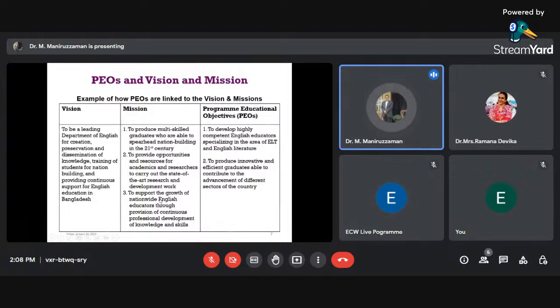And here, based on the mission statements and vision, we have got two PEOs: to develop highly competent English educators specializing in the area of ELT and English literature, and to produce innovative and efficient graduates able to contribute to the achievement of different sectors of the country.